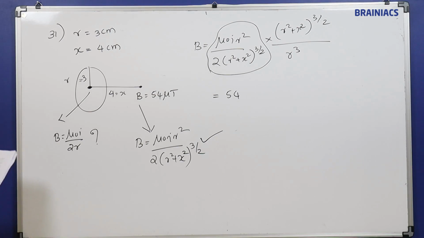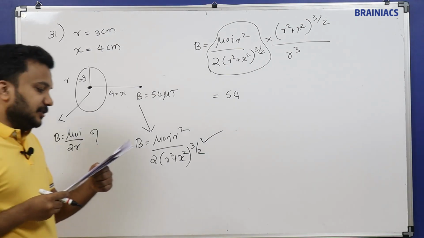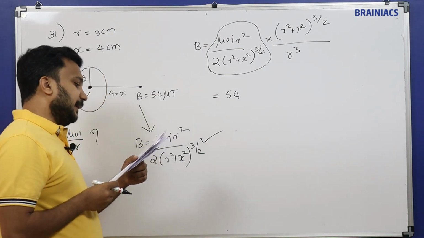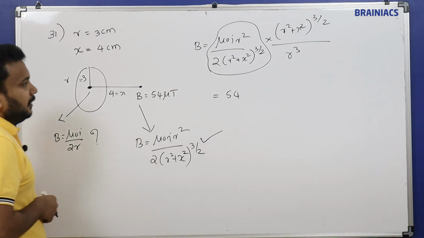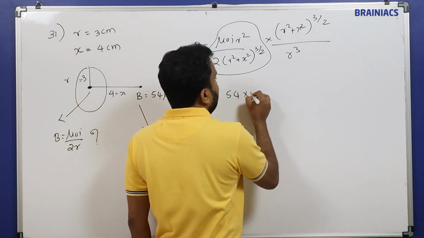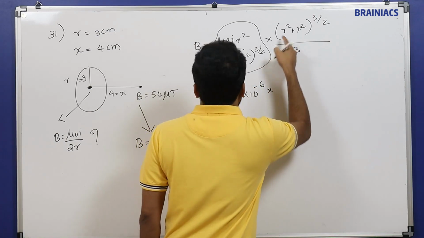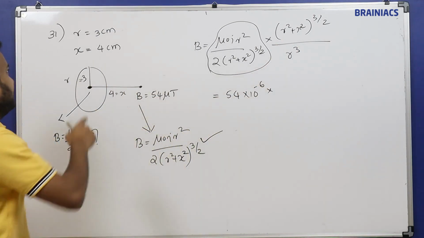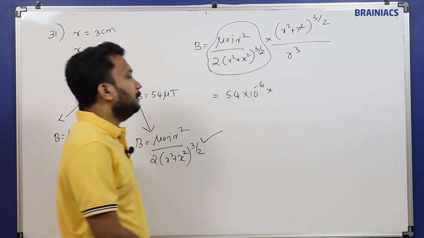54 microtesla. Let me look into the option. The options are also in terms of microtesla. Let it be 54 microtesla, which means 54 into 10 power of minus 6. We will substitute the values. R will be equal to what? 3 centimeter and 4 centimeter.